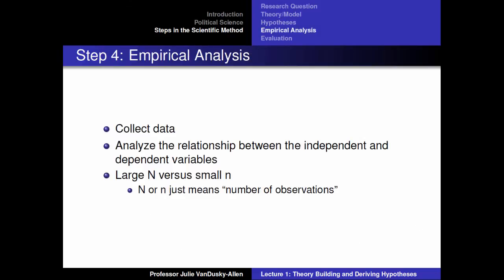The fourth step in the scientific process is the empirical analysis. In this step, we collect data to determine if our independent variable influences our dependent variable. In this class, we will focus on large N designs where we collect a large amount of data across many cases to analyze the relationship between our independent and dependent variable. There is another type of design called a small N design, where scholars only focus on a small number of cases to analyze the relationship between the independent and dependent variables.